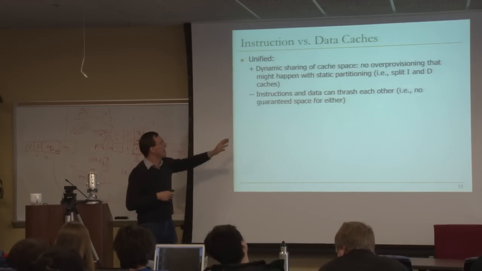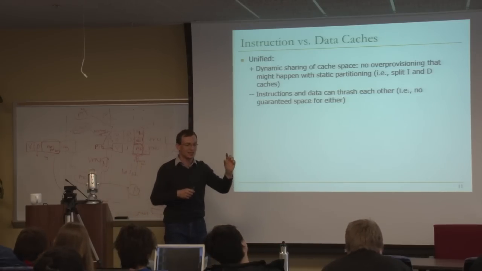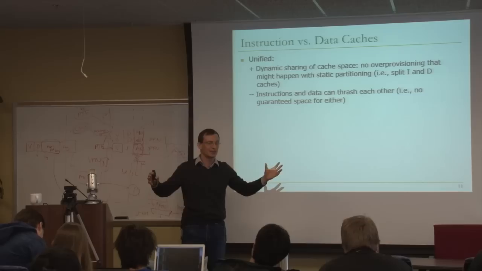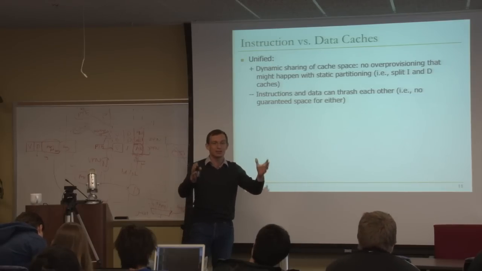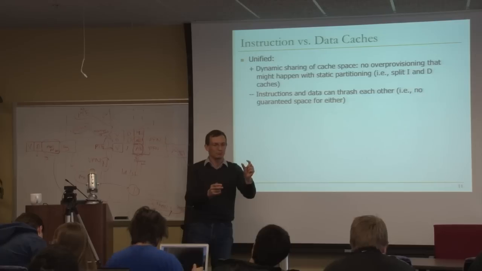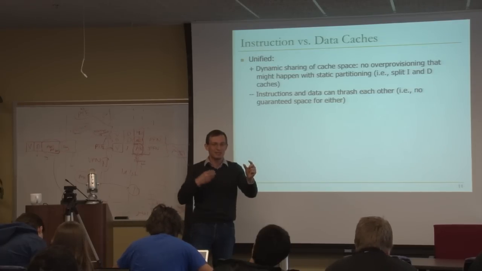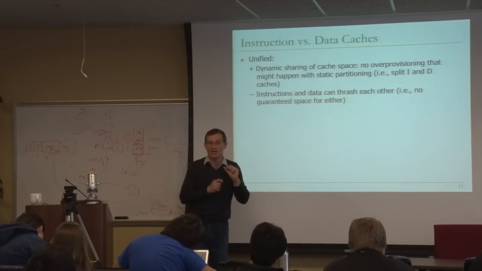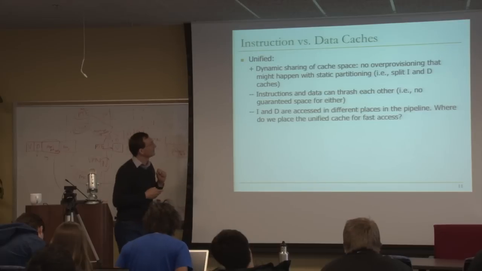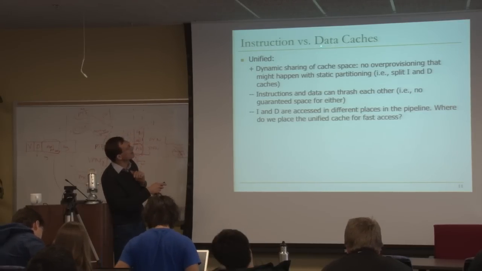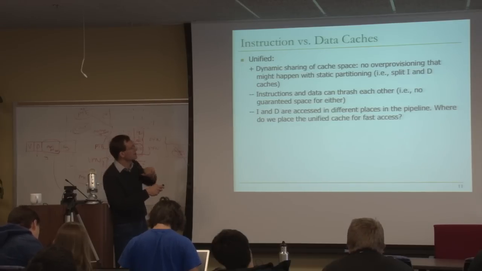For example, this happens if you have a 1 kilobyte instruction working set, and maybe a 150 kilobyte data working set, and you have only a 128 kilobyte unified cache. Now, your poor instructions may be kicked out from the cache because you have a lot of data that's being streamed through the cache. Okay. There's one other downside to unifying instruction and data caches.